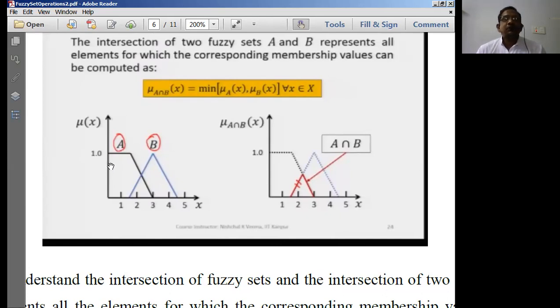So let us look into the minimum value of these two, mu A of x and mu B of x. This is mu B of x, and this is mu A of x. Now, what is the minimum value here? It is going to be mu B of x. It is 0. Mu of x is equal to 1. So therefore, we will have 0. Up to here, it will simply be 0.